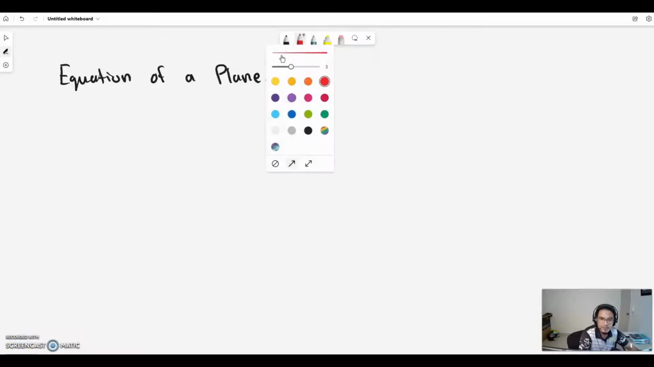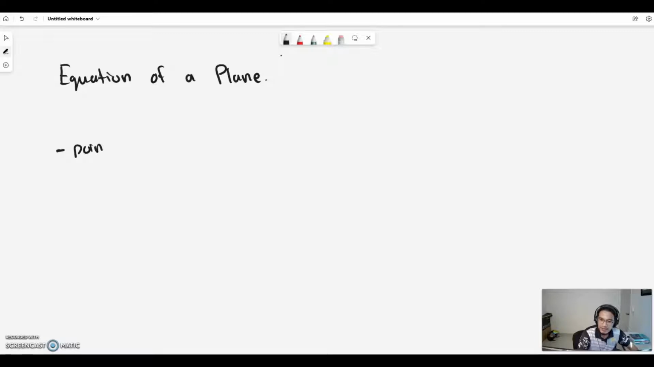Okay, so this video is to cover the equation of a plane. In order to create the equation of a plane, we have to have two conditions. The plane must have a point A on its surface, so that means the plane must be crossing the point A, and the plane has a vector n that is normal to the surface of the plane.